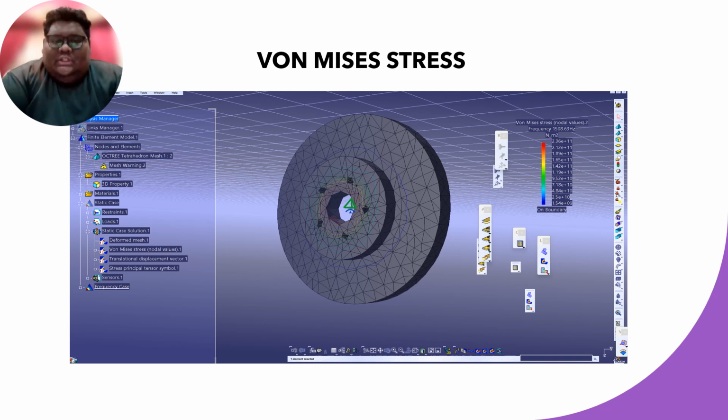I will present the von Mises stress. As we can see from the picture, we can know the maximum and minimum von Mises stress, where the blue one is the minimum and the red one is the maximum.